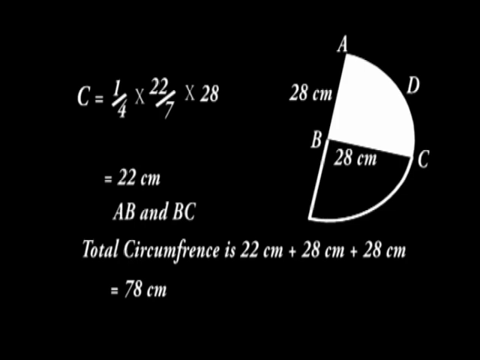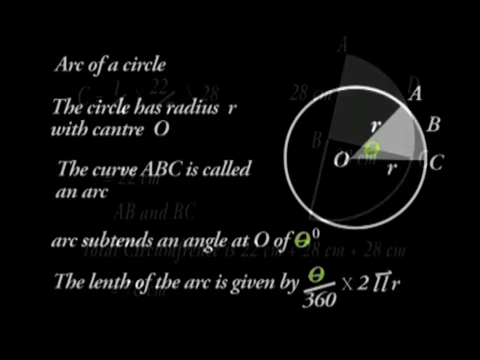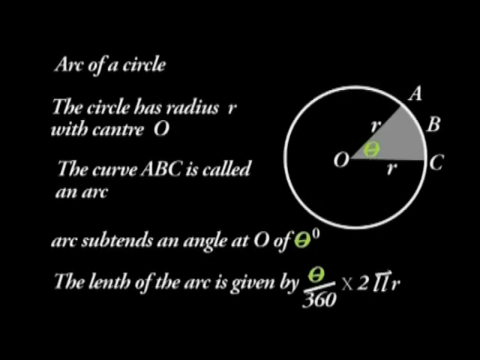Arc of a circle. Consider the figure below. The circle has a radius r with center O. The curve ABC is called an arc. The arc subtends an angle at O of theta degrees. The length of the arc is given by theta over 360 times 2 pi r.